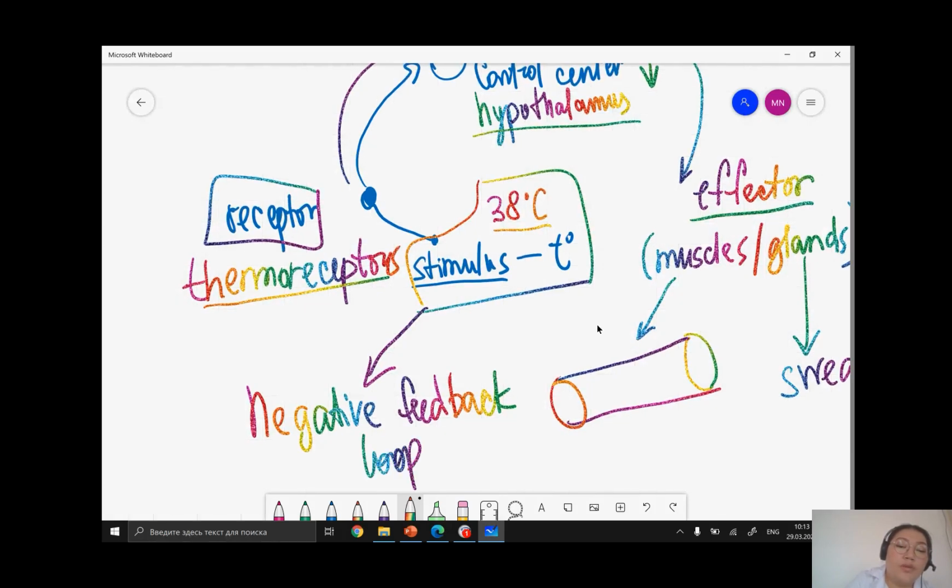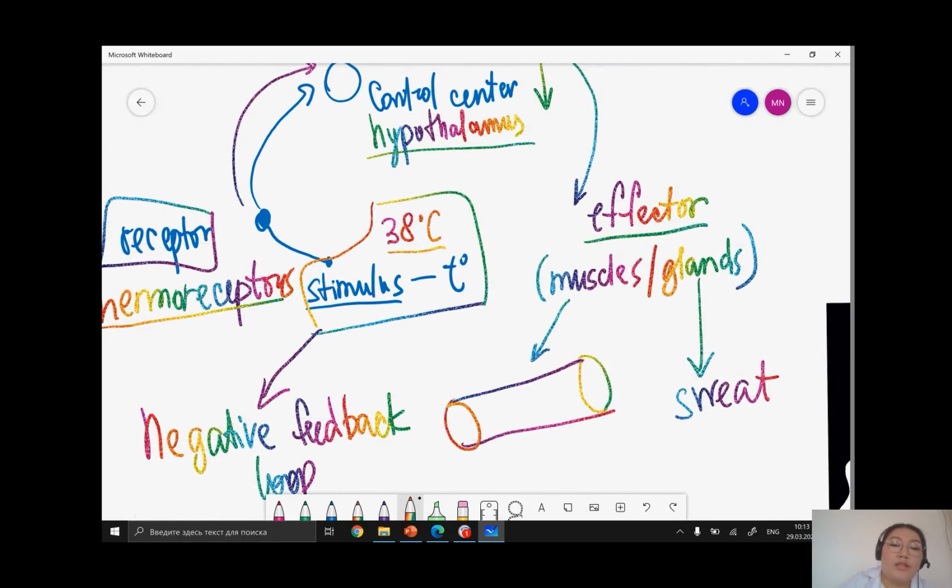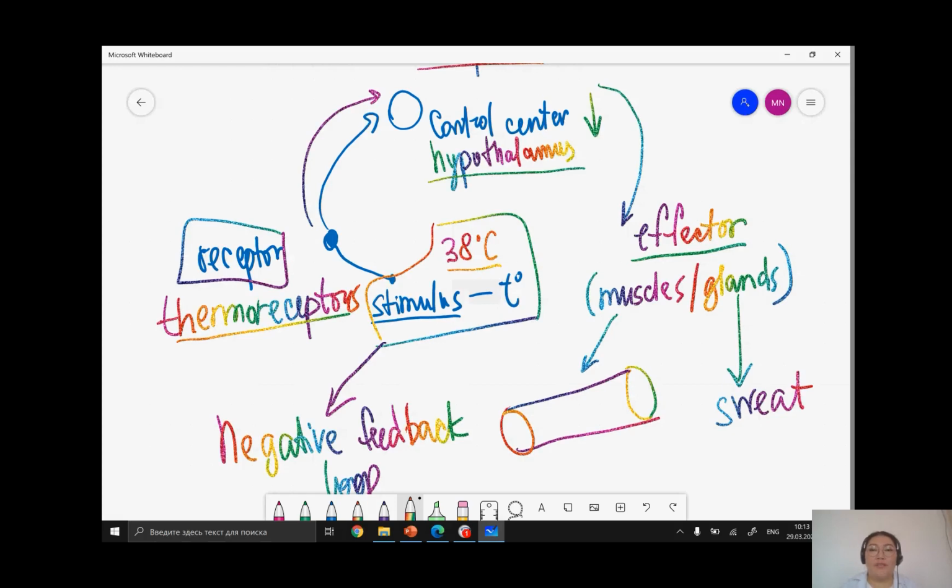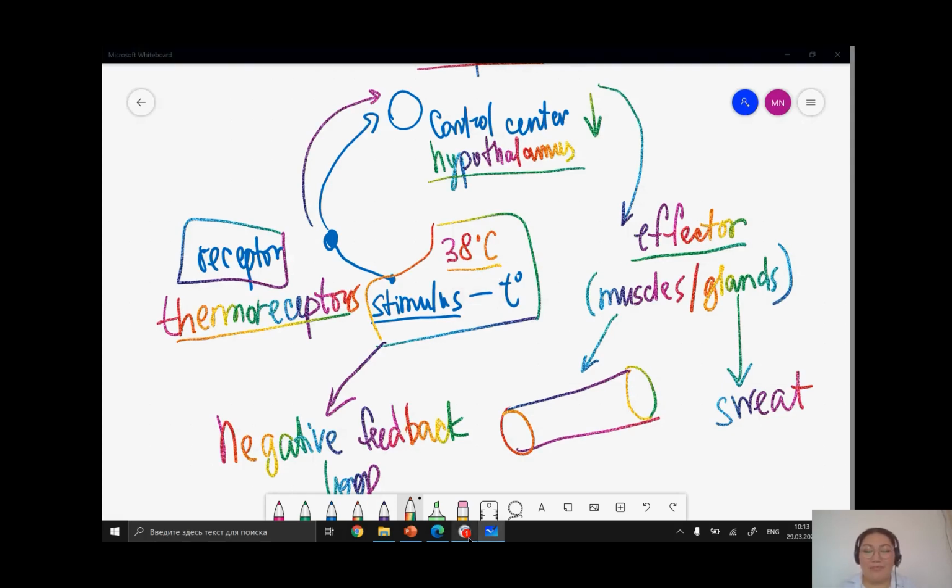Negative feedback loop. So if we consider it as a graph, I hope that you can see my desk, yes, the whiteboard. Please, guys, type to me if you can see. Just let me open the chat.